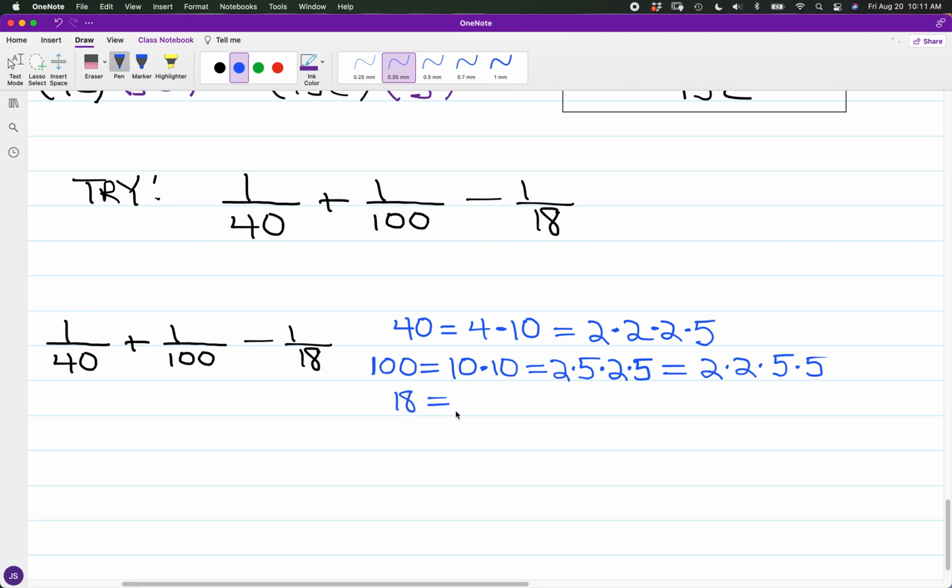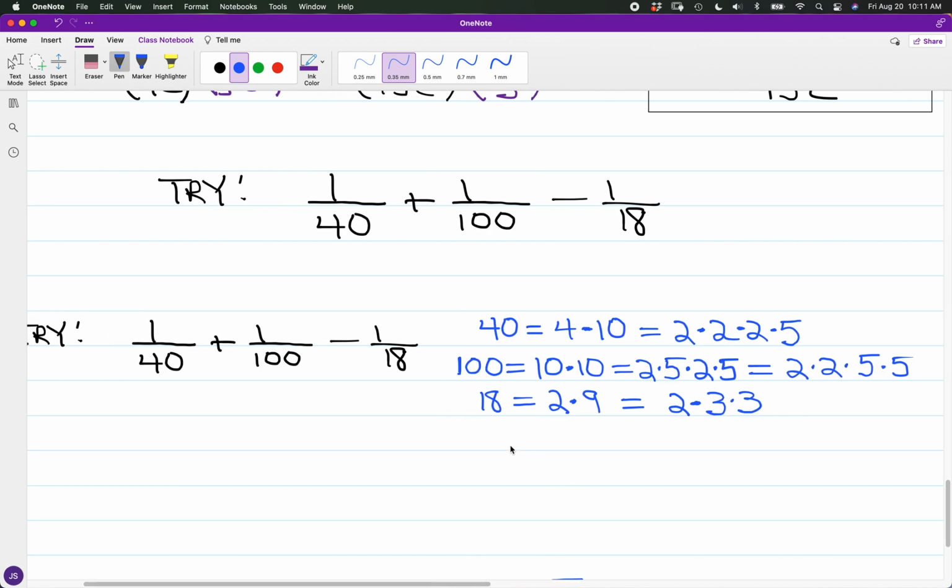Okay, so we have in the case of 18, various ways you can factor out 18. You can go with 3 times 6 or 2 times 9. And for 2 times 9, 2 is a prime value. 9 goes to 3 times 3. So for what we have here, we've got the prime factors 2, 3, and 5.